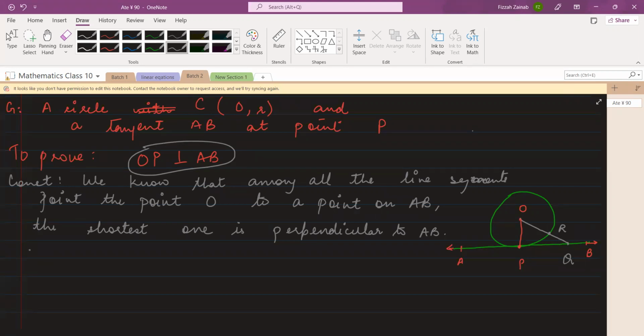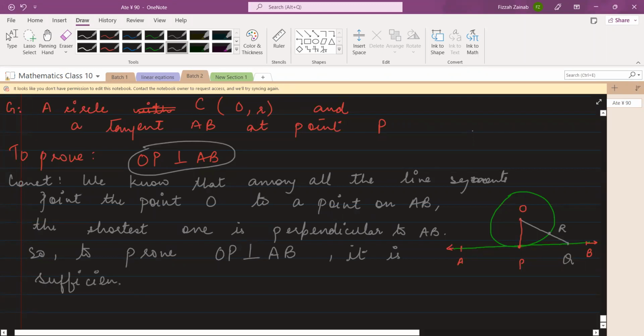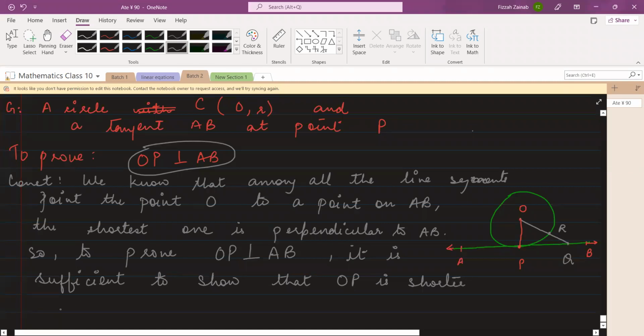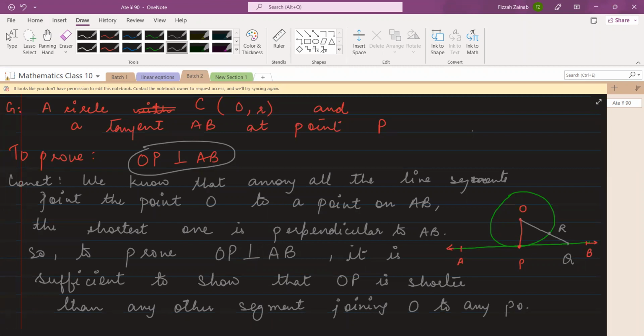So you can further write it. So to prove that OP is perpendicular to AB, it is sufficient to show that OP is shorter than any other segment joining O to any point on AB.